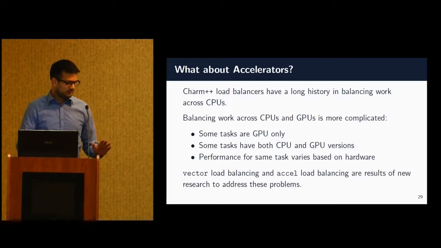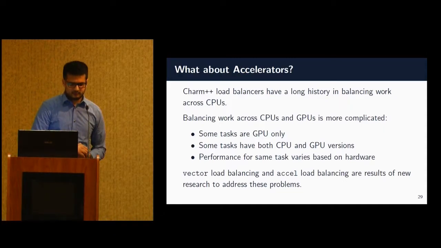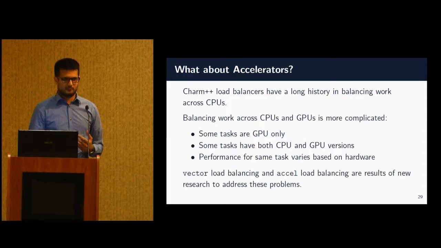They're becoming really important these days, and a lot of applications get most of the performance from GPUs and things like that. So we've had a lot of history doing load balancing across CPUs, but when you add GPUs in the mix, it's a little more complicated. Some tasks you can only run on GPUs. Some tasks you have multiple implementations of, so you have to figure out where you should run them. And the performance for the same task can vary a lot based on what hardware target you choose.